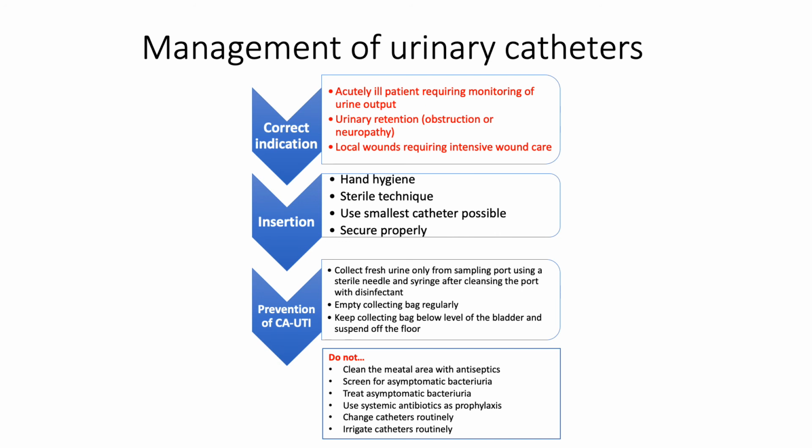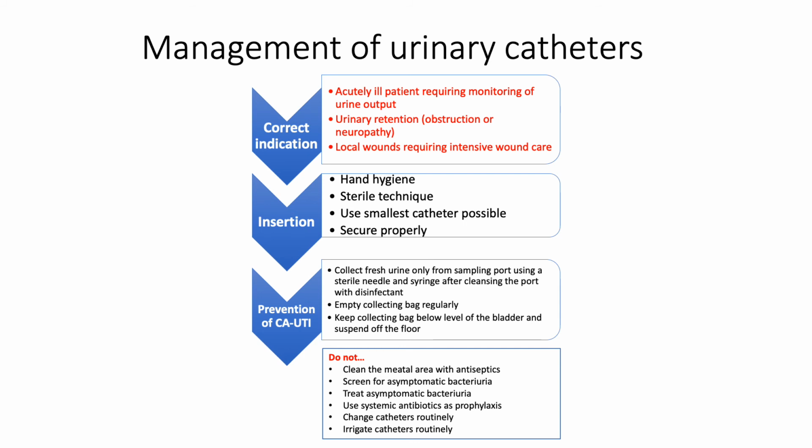Decreased level of consciousness and incontinence are not indications for a urethral catheter to be in situ and just place patients at risk. Patients like that can be nursed with nappies. When you insert urinary catheters, if the patient does have one of these three indications, it's very important to practice, as always, good hand hygiene. Use a sterile technique, the smallest catheter possible, and secure it properly so that it doesn't cause trauma.